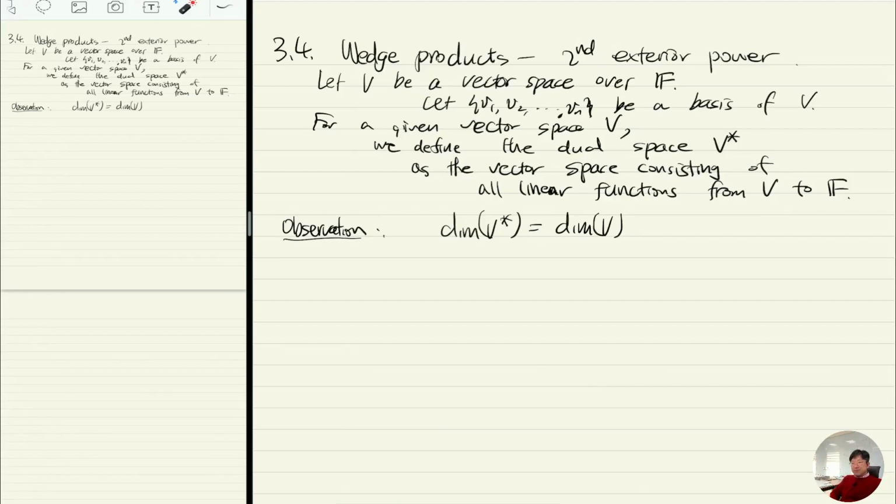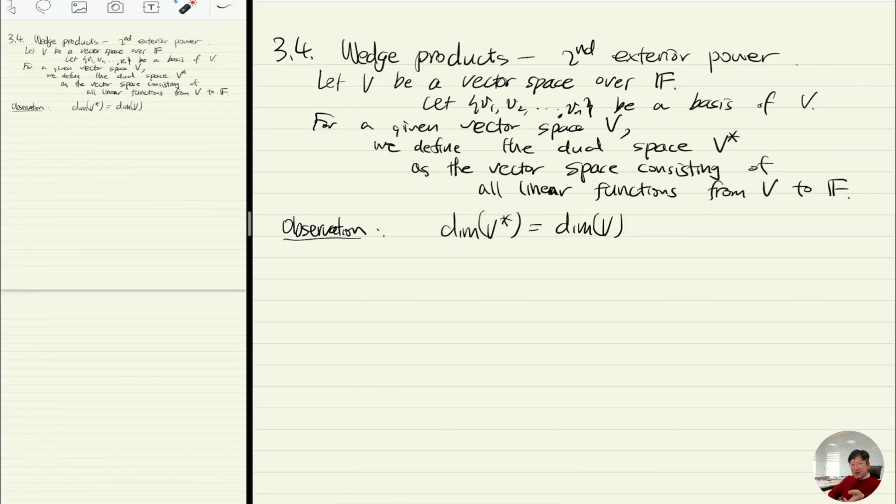Why? Because these are linear functions, right? For each basis element, if you decide the first element goes to some number, the second element goes to some number, the third element goes to some number, that determines the function completely. So the dimension of V star is at most the dimension of V, right? It only depends on that many elements.